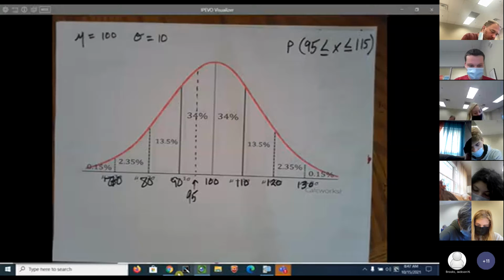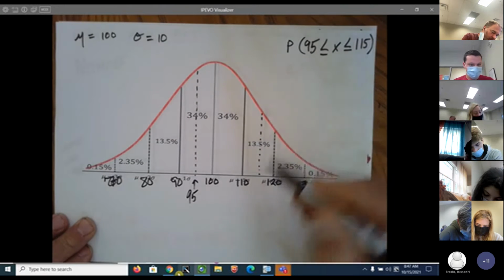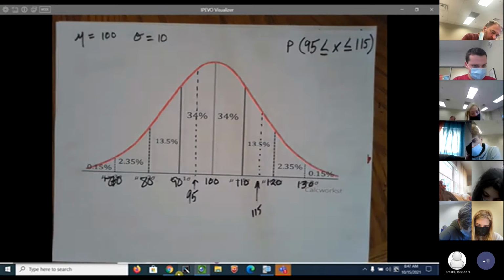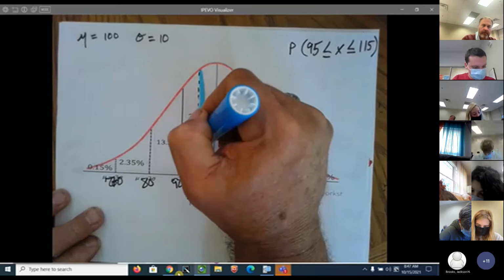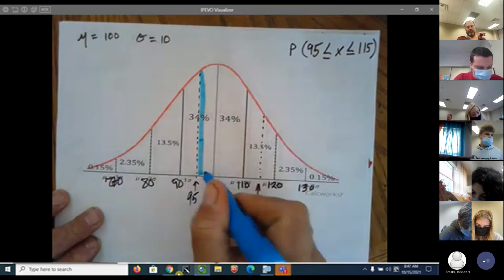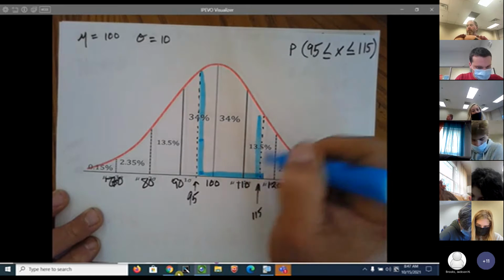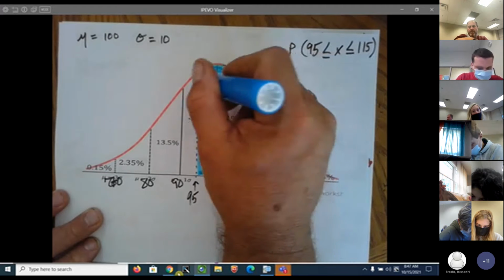And 115 would be right in here. So this is the area that they're wanting. I'm going to use a different color than the one I've been using with the curve, because I don't want you to get it confused with the colors that I use for normal. So I'm using blue. This is the area they're wanting.